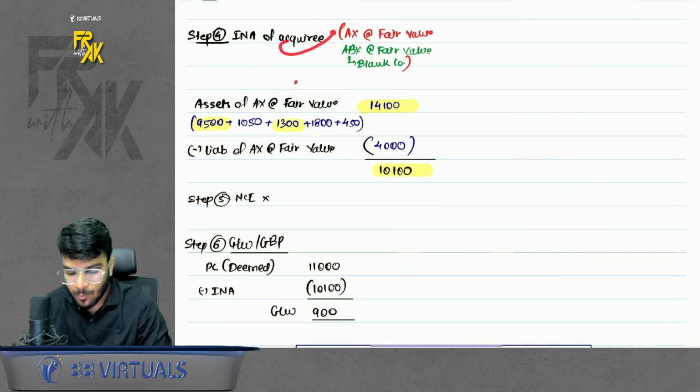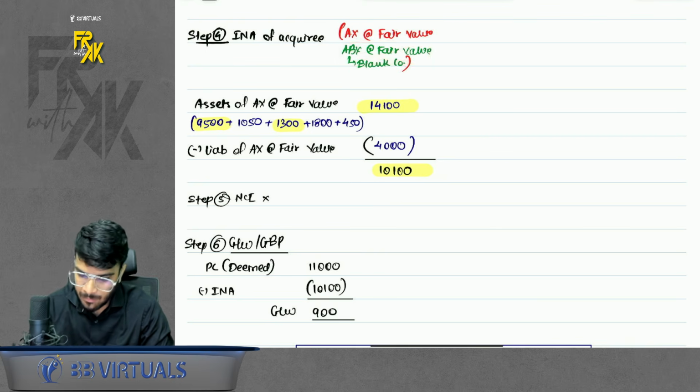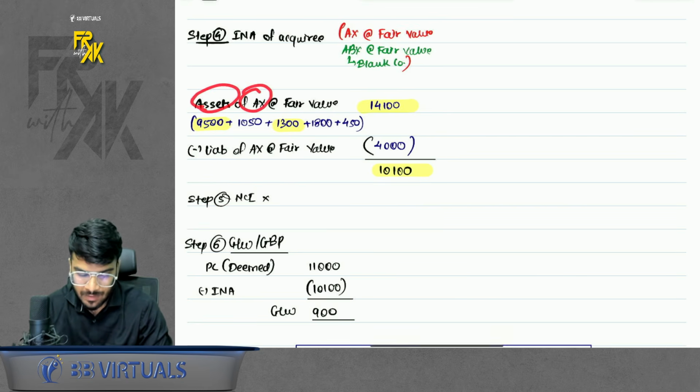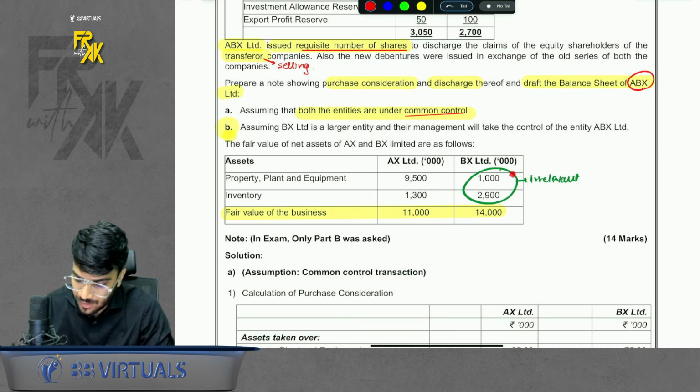Do remember who is the acquiree. There are two acquirees, AX and ABX. As I said, ABX is a blank company. It is as good as not existing. Just remember AX. AX says IND will take over at fair value. So assets of AX at fair value, liabilities of AX at fair value. To confuse you, they have given the fair value of BX also.